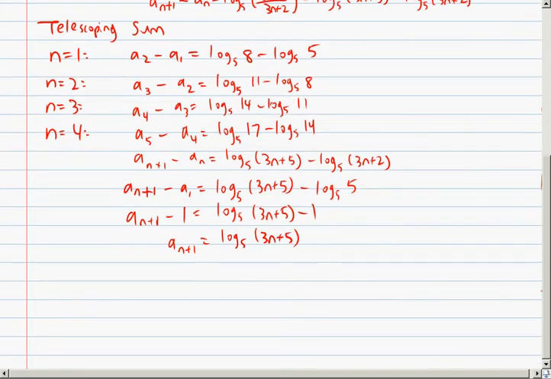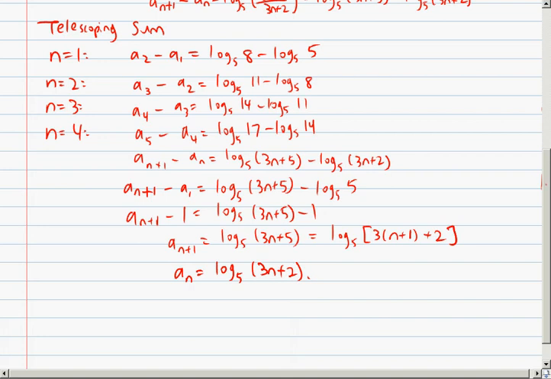Well, we look here and we wonder, what if we want a sub n? Well, we can look at the right-hand side and notice that we can write it as log base 5 of the quantity 3 times n plus 1 plus 2. And seeing the n plus 1 here corresponds to the n plus 1 here, this gives us the fact that a sub n is equal to log base 5 of 3n plus 2. So finally, we have an explicit formula for a sub n.